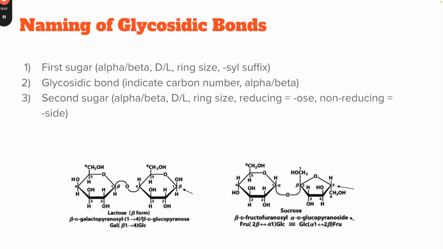So we have beta, because this OH is cis to the CH2OH. And then we have beta-D-gluco, which is the type of sugar, and then pyranose, which is the ring size, as well as -ose, because it's a reducing sugar. Can anybody tell me why it's a reducing sugar? Yeah. You have a free anomeric carbon. Exactly. Free anomeric carbon to do other reactions. And then this I will not be going through, but it's the same nomenclature and naming process.